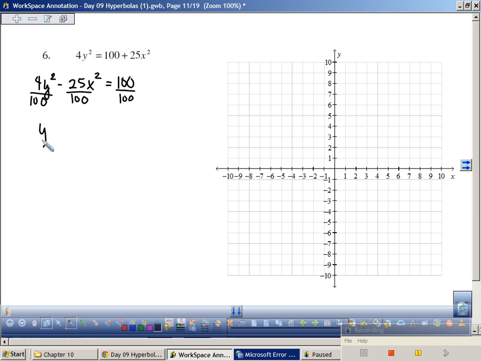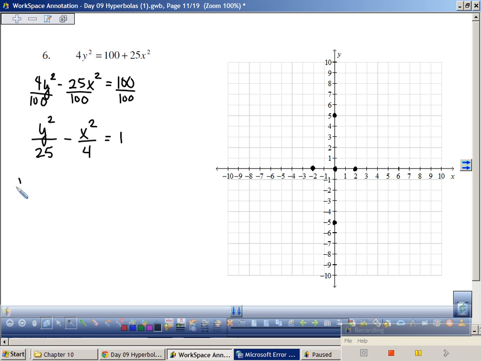All right, so now I have y squared over what? 25 minus x squared over 4 equals 1. I think that on this problem, no, it's not. Gosh, I go so much slower than Mrs. Watkins does. Okay, so where's my center? 0, 0. Okay, how far up am I going to go on the y? 1, 2, 3, 4, 5. 1, 2, 3, 4, 5. How far am I going to go over? 2.